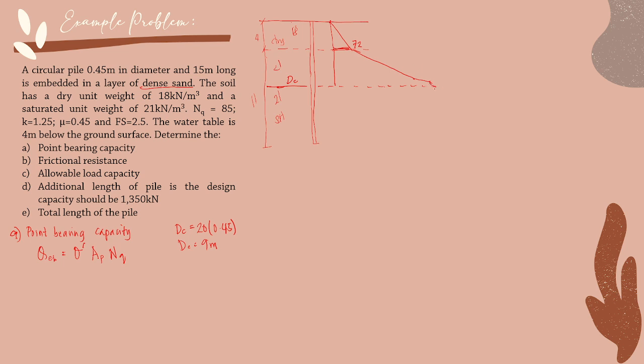So, this is the effective stress dito, so this is equal to 4 times 18 plus 21 minus 9.81 times ilan yung depth na to? 5. No. So, this is 4, this is 5, and this is equal to 127.95. Yan. kPa, or kilonewton per square meter.